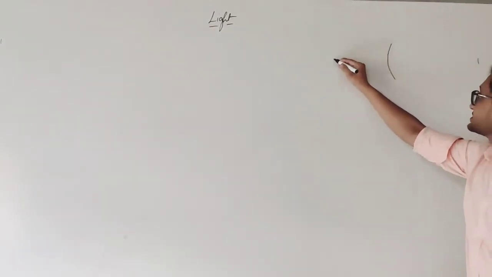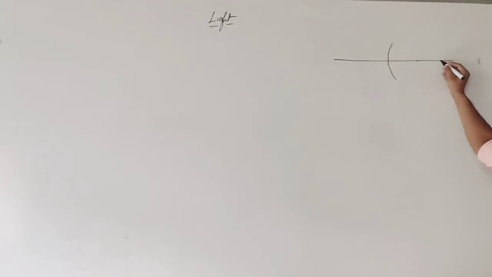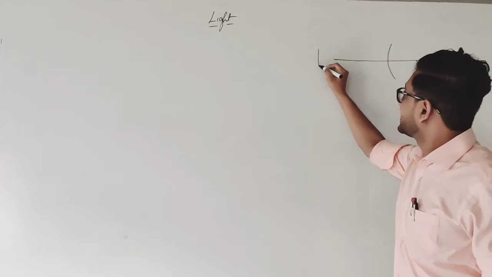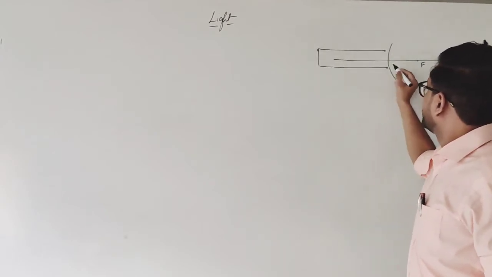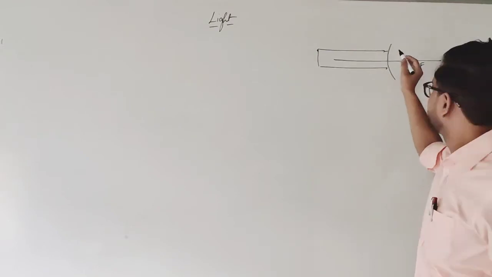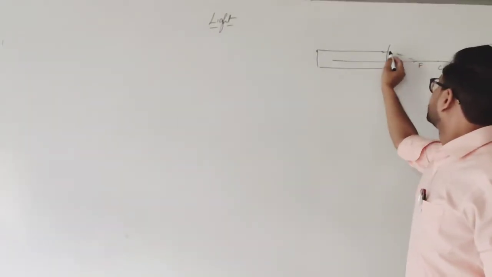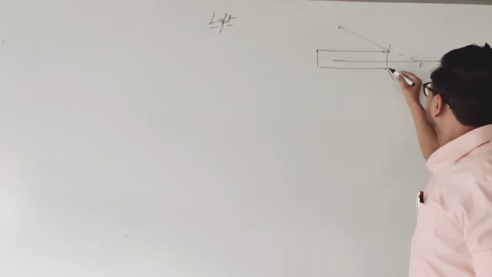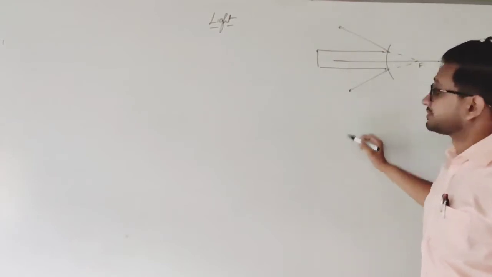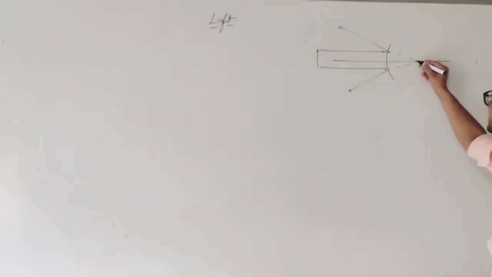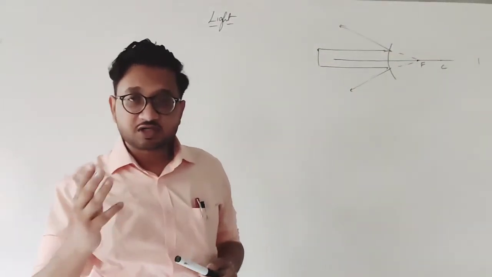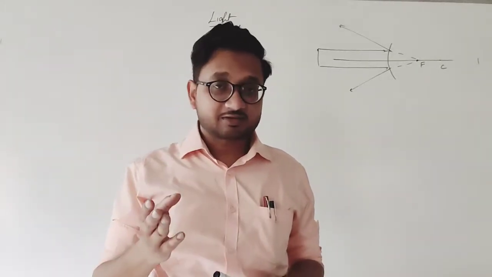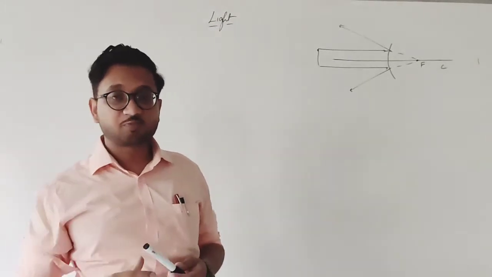The first case was like this: if the object is at infinity, then the rays of light came towards it, and after incidence they were diverging like this. But as you can see, the virtual image was formed behind the mirror. It was virtual and erect, and highly diminished, point size.